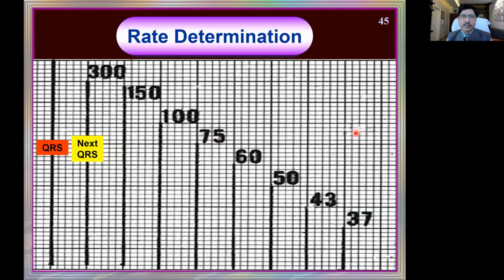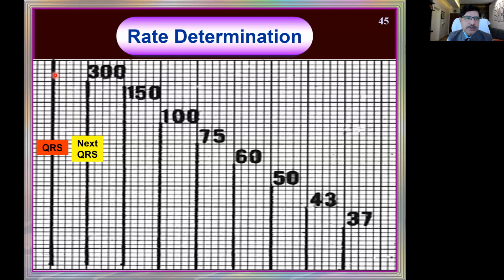We know from the ECG paper that there are thicker lines and thinner lines. The distance between two thick lines is 0.2 seconds, and each small square is 0.04 seconds, totalling 0.2 seconds. This is already told to you. Now, 60 seconds is 1 minute, and we wanted to know the rate. 60 seconds divided by 0.2 will be 300.